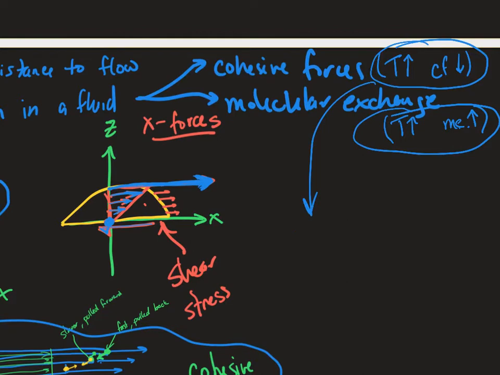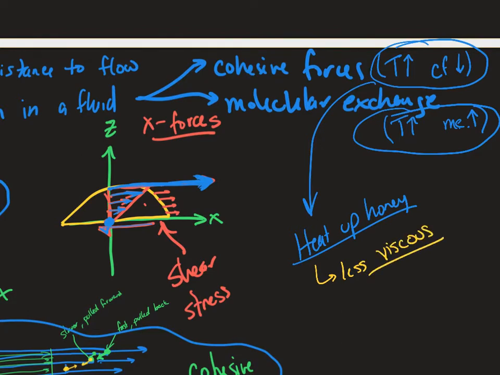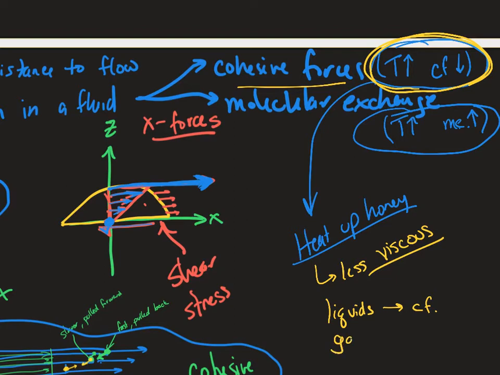Like in honey, when you heat up honey, for example, I think you should be able to tell that the most important effect is that honey is going to get less viscous. Oh man, that color is so honey. That's great. All right, so if you heat up honey, it's going to get less viscous, and that's because the cohesive forces in honey are much more important than the molecular exchange. And generally speaking, in liquids, the cohesive forces are the most important. In gases, it's the opposite. The exchange is more important.